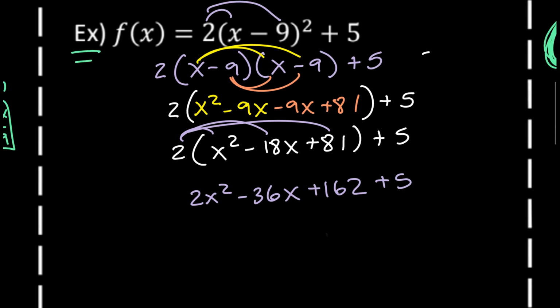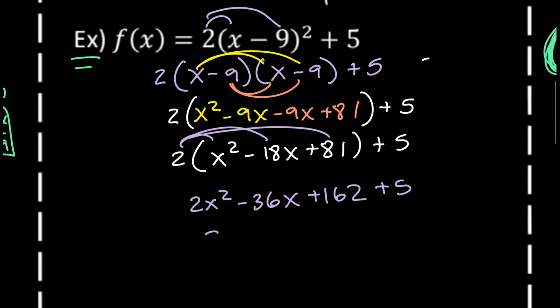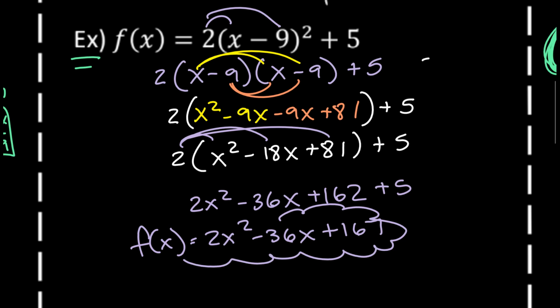And then lastly, you add the 5 to the 162 and get what? 2x squared minus 36x plus 167. Right. Making sure I put f of x in front. It's a function, so it's the same as writing y.